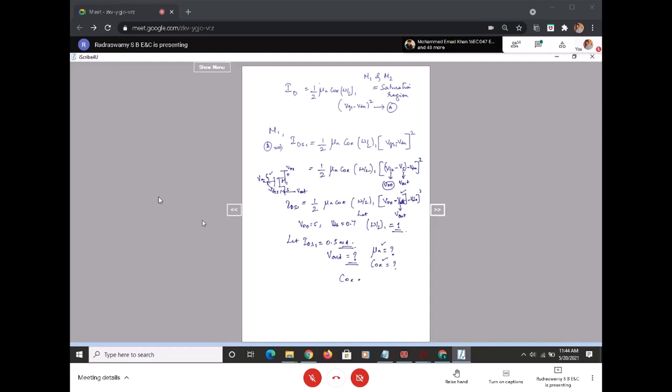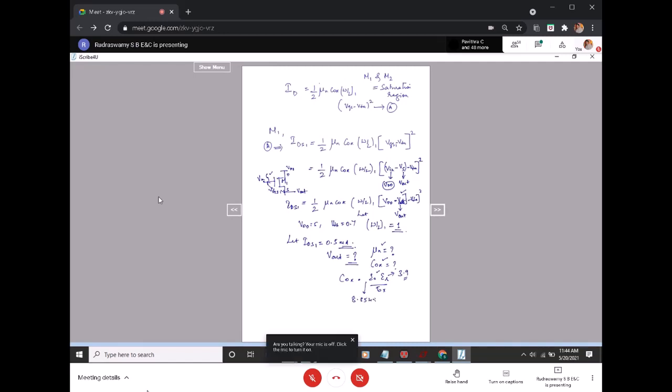For Cox, we know that basically it is epsilon naught epsilon r divided by Tox. And if it is silicon, epsilon r would be 3.9. And epsilon naught, we know that it is 8.854 into 10 to the power of minus 12 farad per meter. So we should know Tox in order to get Cox, and we should know the mobility. And this mobility and the oxide all depend upon the technology. If the technology differs, the mobility also differs.